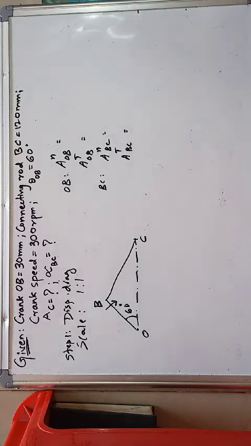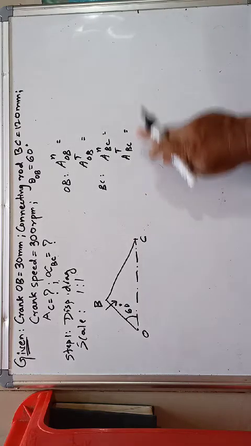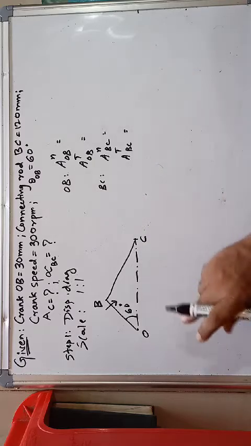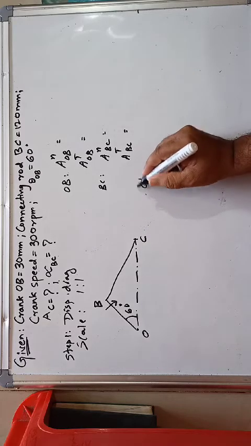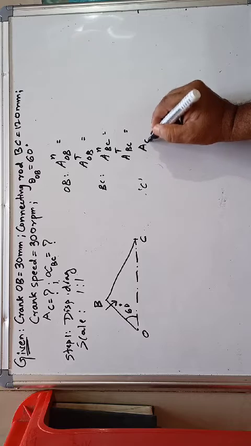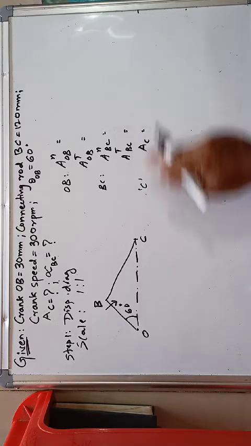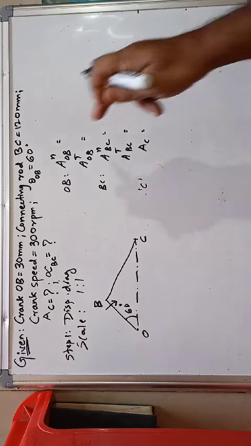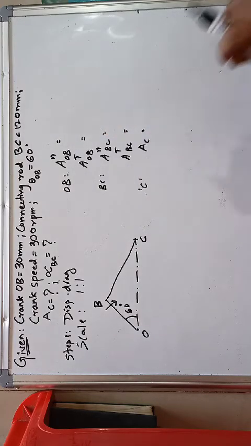This is one. And the third one is the slider. The slider is reciprocating. So with this horizontal motion, for the slider C, I am going to find the value of AC, because it is in linear fashion. So we are going to find the linear acceleration. Therefore, these five things we are supposed to find.